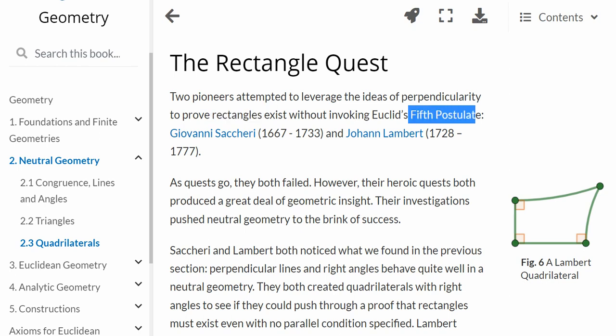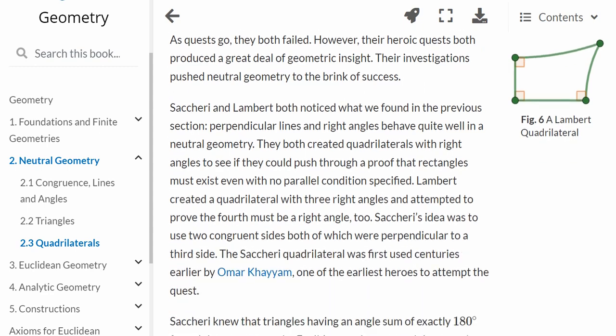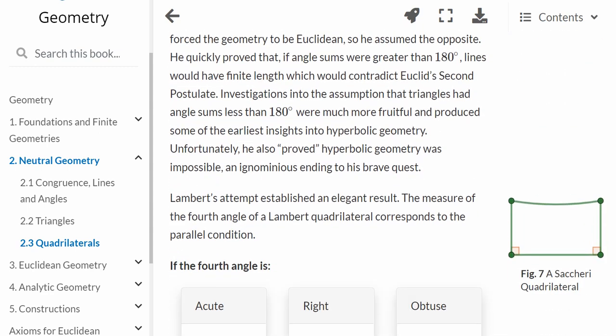Okay, so in this quest, it became clear to mathematicians that there was a problem with rectangles if they didn't use a Euclidean parallel postulate. So you've got Giovanni Saccheri and Johann Lambert. Okay, so the Lambert quadrilateral, you see this quadrilateral with 3 right angles. So they're doing everything they can to make a rectangle. Same thing, Saccheri also tried to make a rectangle. These 2 legs, they're called, on the left and right sides, are congruent, and both are perpendicular to the base.